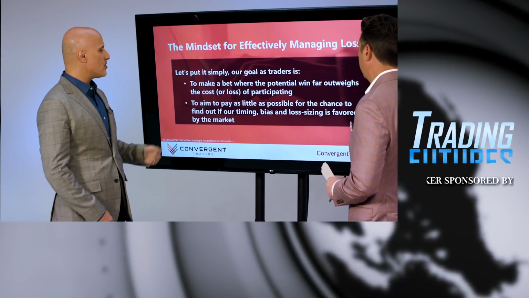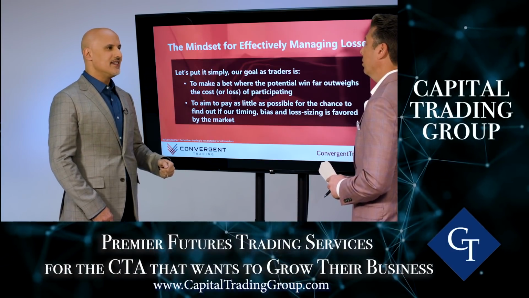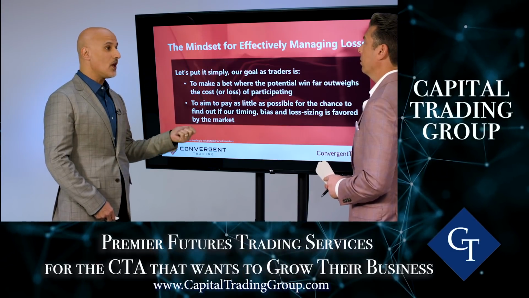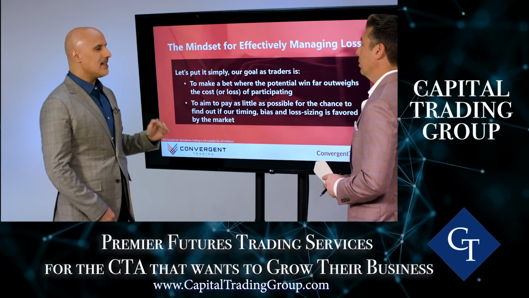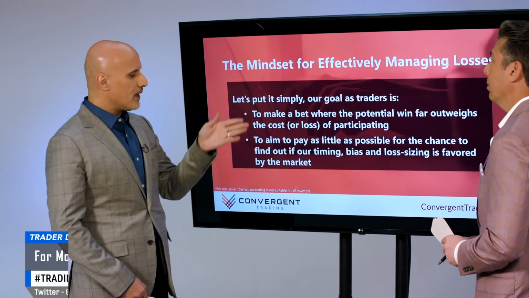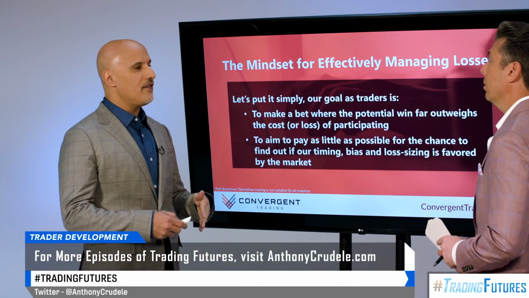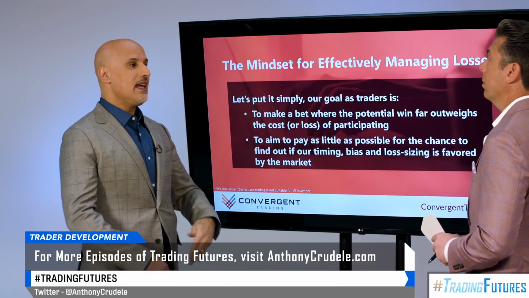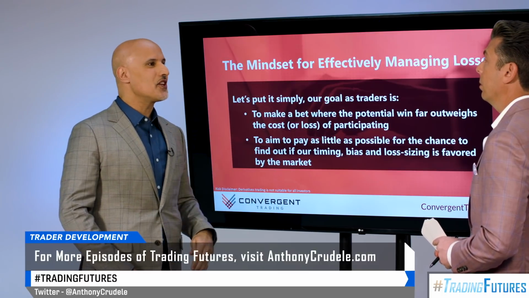The second big objective is to aim to pay as little as possible for that chance. So it's a chance. Every time you're taking a trade, there's a cost, and that's your loss. Your loss limit is your cost. You want to take as little a chance, as small a loss as possible to figure out if your timing was correct, if your bias was correct, and if your sizing of the stop versus the target is correct. And the biggest thing to remember as a trader, you're not as good as your last trade.